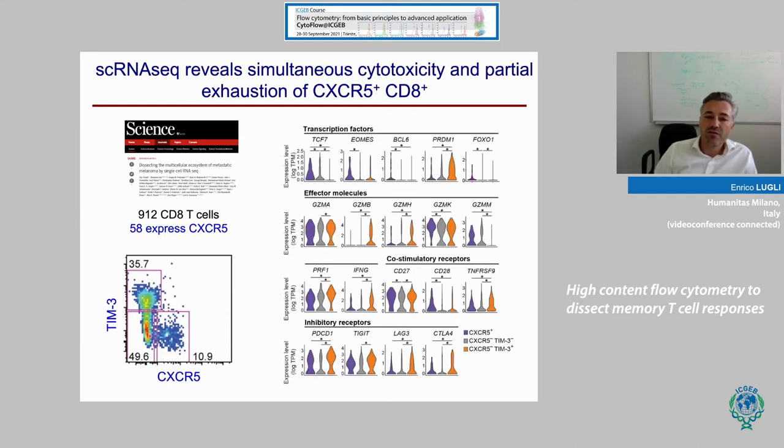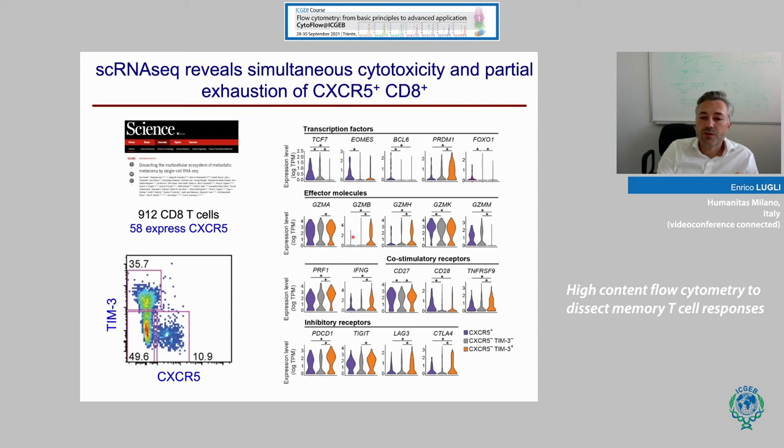By looking at the level of the different genes, we basically saw that the CXCR5 positive cells here in purple, they overexpress genes related to stemness or memory development, such as TCF7 or EOMES. But at the same time, and that's the interesting aspect that we're going to see in a second in a different study, they also had inhibitory receptor expression, such as PD-1 and TIGIT, but not all of the inhibitory receptors, such as CTLA-4 or LAG-3. But at the same time, they had also an effector component, because they were able to retain expression of some cytotoxic markers, such as granzyme A or granzyme K, but not granzyme B, for example.